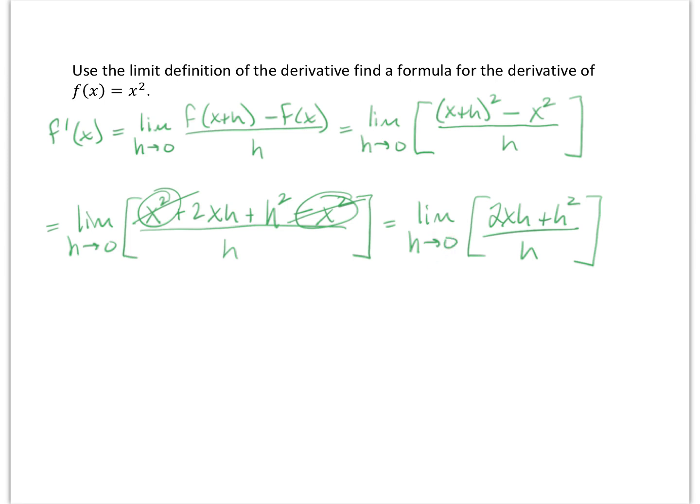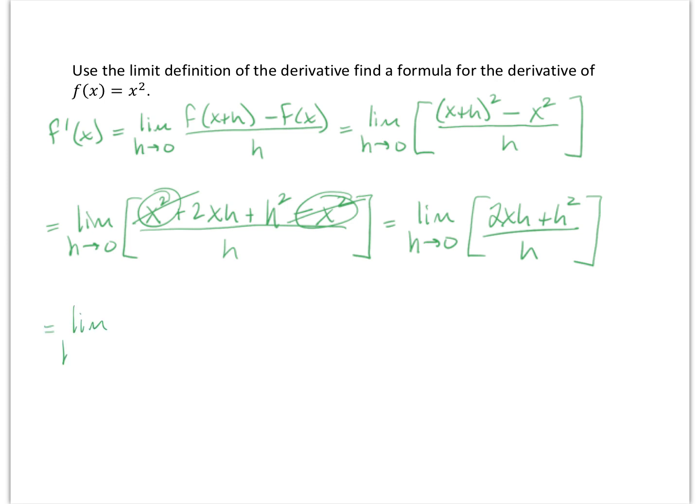Okay, at this point, I can't plug in a 0 yet because I get 0 over 0. We don't like division by 0. I can't just plug in h equals 0. So what I'm going to notice is that both terms of my numerator have an h in them. So I'm going to factor it out, and I can cancel it with the denominator.